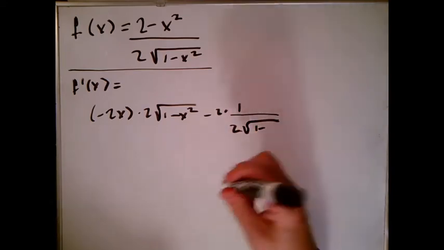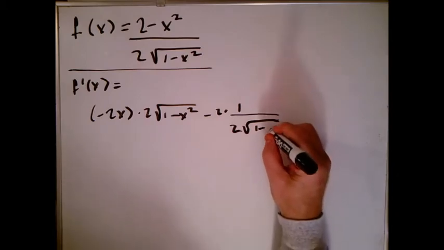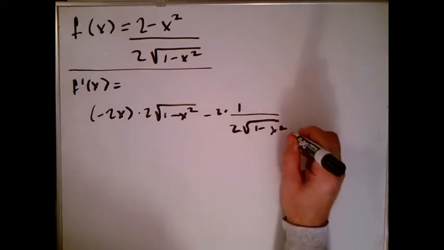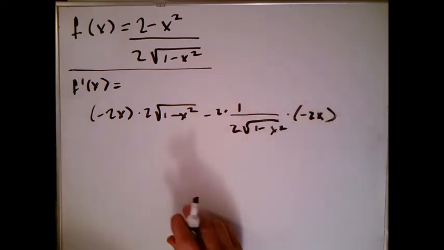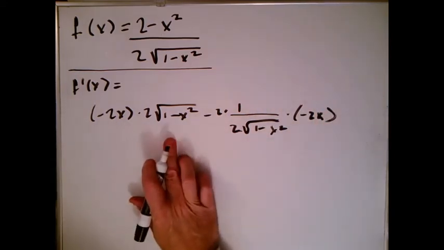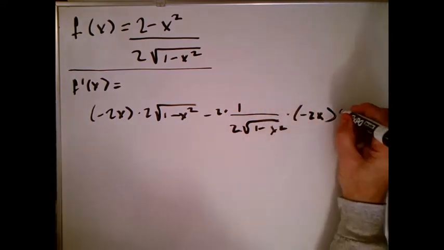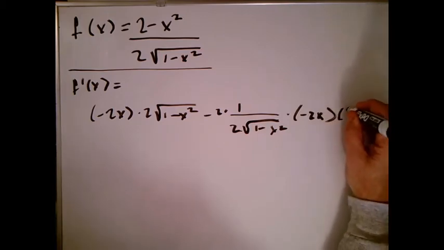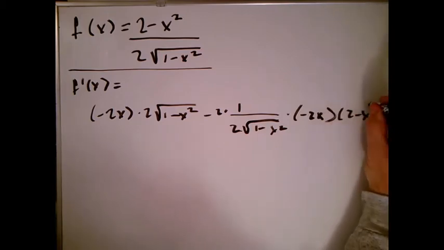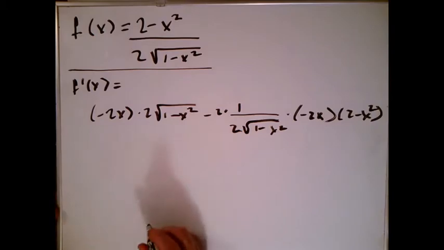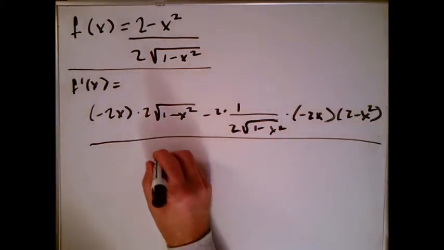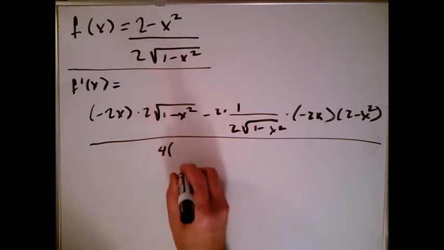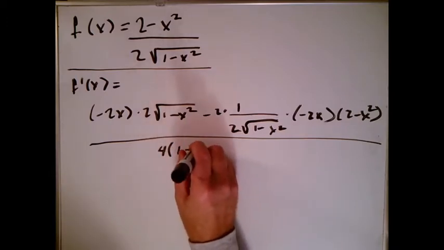X squared times the derivative of the blob. And what we have right now is the derivative of the top times the bottom minus the derivative of the bottom times the top. And we can still see everything, that's good. All over the bottom squared, which is just going to be 4 times 1 minus x squared.